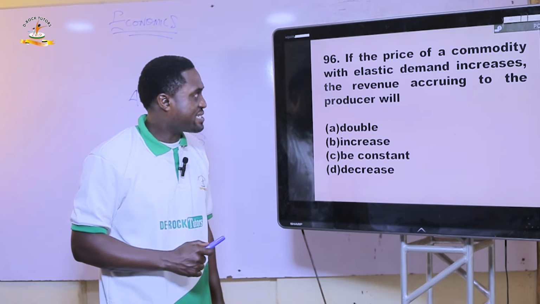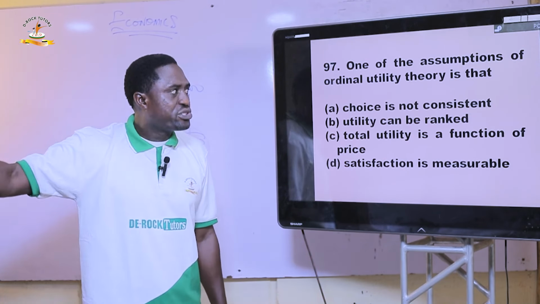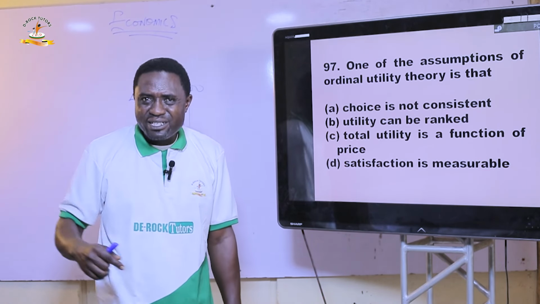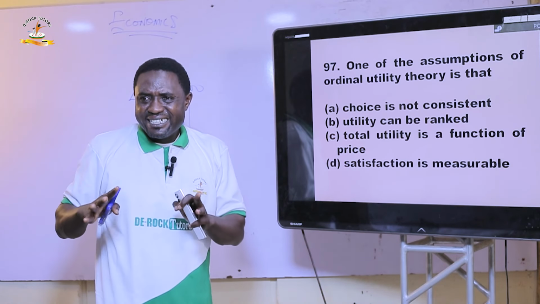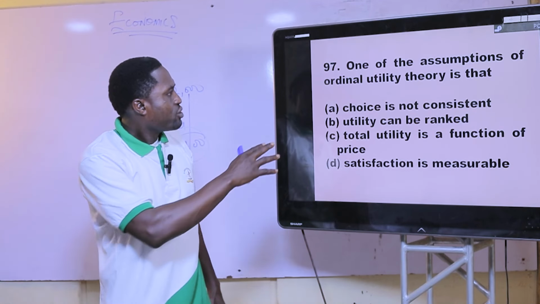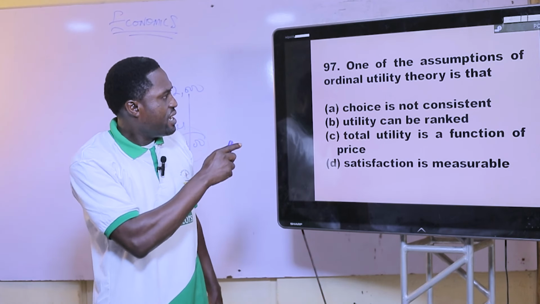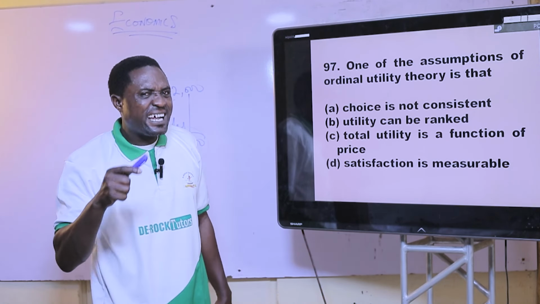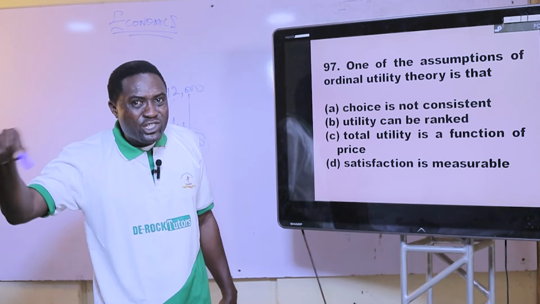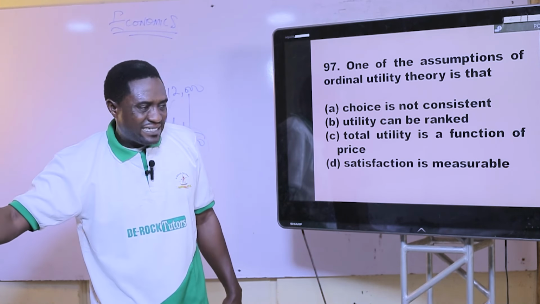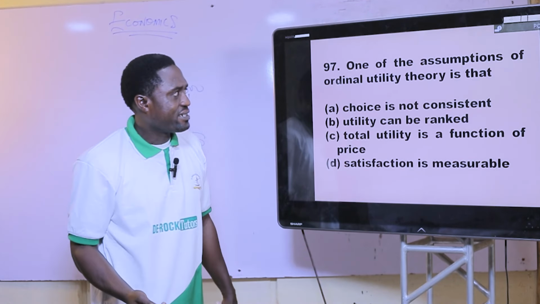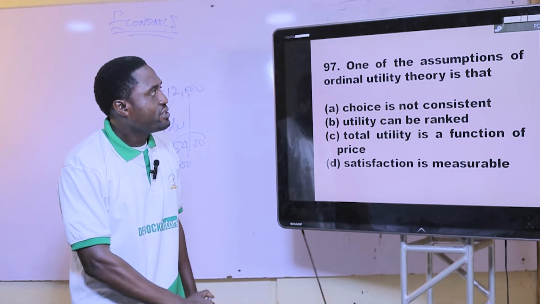The next question, 97. One of the assumptions of ordinal utility. We have ordinal utility, we have cardinal utility. Ordinal utility has to do with ranking. You understand? A, choice is not consistent. B, utility can be ranked. That's one of the features of ordinal utility. If it is cardinal utility, utility is measurable. If it is ordinal, it is ranked. So total utility is a function of price. Price satisfaction is measurable. Utility can be ranked. That is one of the assumptions of ordinal utility theory.